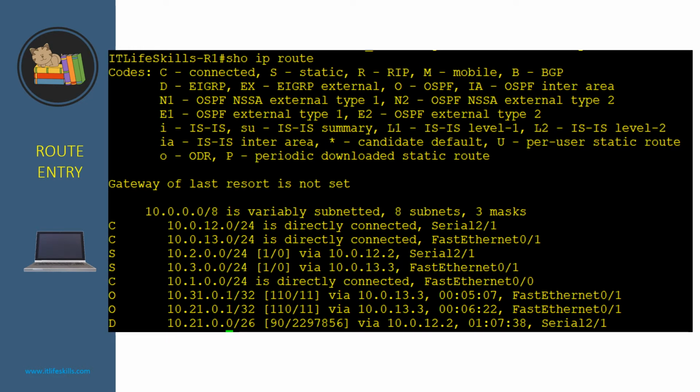As you know, each line in a routing table is called a route entry. A route entry usually has the following parameters: the code, the destination subnet, the administrative distance, the next hop IP address, and the outgoing interface. Since from the next hop IP address, the router can figure out the outgoing interface, or from the outgoing interface, the router can figure out the next hop IP address, only one of the two parameters is required.